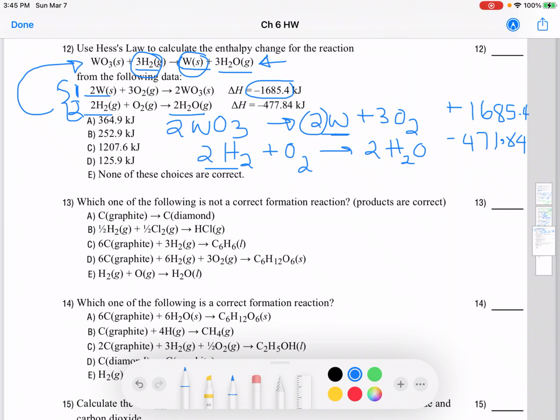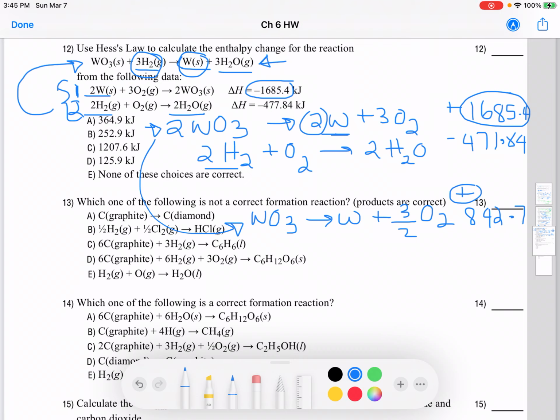We need to divide the first reaction by 2. When you divide it by 2, that will make it WO3, giving you W plus 3/2 oxygen. So then what happened to the enthalpy amount? The enthalpy amount also needs to be divided by 2, and that will give you 1685.4 over 2, 842.7. Still it's a positive value since we didn't reverse it. Now we have that. Do we need to do anything for the next reaction?